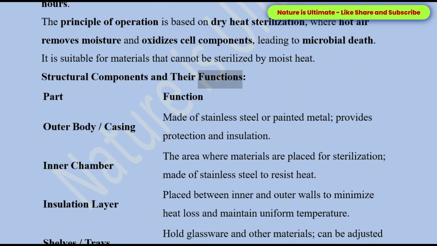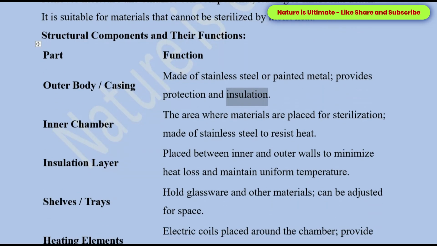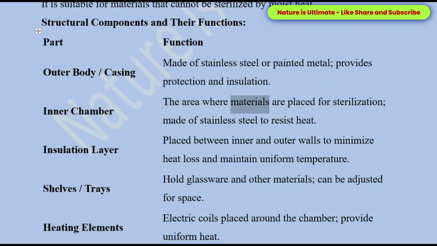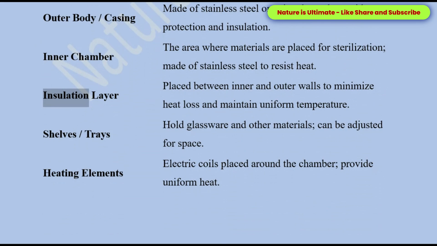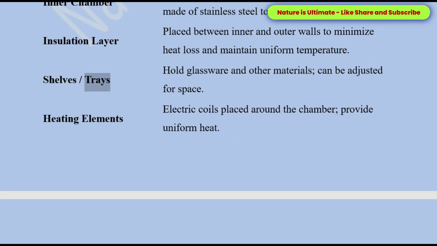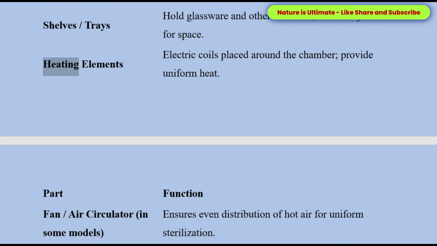Structural components and their functions. Part, function. Outer body/casing: made of stainless steel or painted metal, provides protection and insulation. Inner chamber: the area where materials are placed for sterilization, made of stainless steel to resist heat. Insulation layer: placed between inner and outer walls to minimize heat loss and maintain uniform temperature. Shelves/trays: hold glassware and other materials, can be adjusted for space. Heating elements: electric coils placed around the chamber, provide uniform heat.